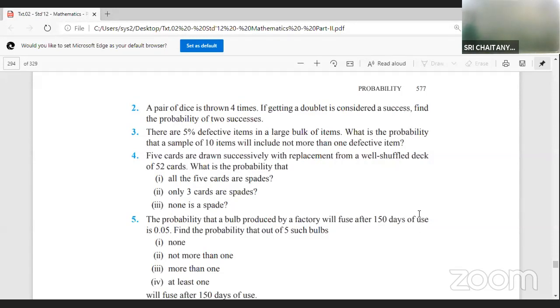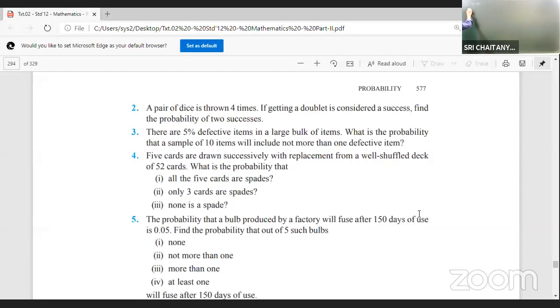Now, what is the given question? Observe. There are 5% defective items in a large bulk of items. What is the probability that a sample of 10 items, meaning, third problem, n is equal to 10, right, will include not more than one defective?